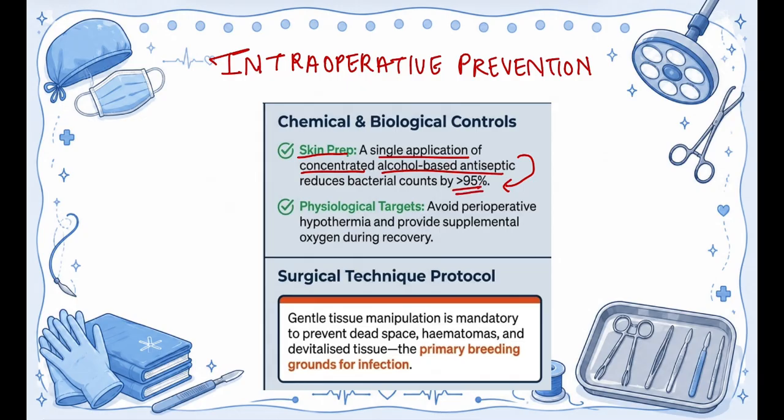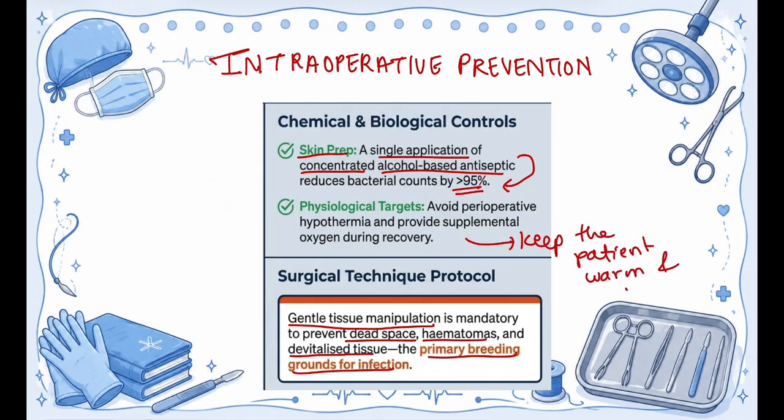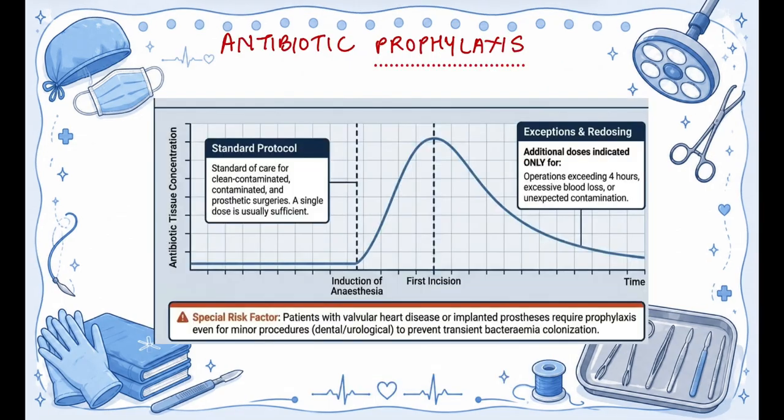Once the procedure begins, surgeons employ incredibly gentle tissue manipulation. They deliberately avoid creating empty dead spaces in the tissue. They carefully remove any devitalized or dead tissue, and they prevent blood clots, known as hematomas. These physical errors are basically prime real estate for infections to breed. We also keep the patient warm to avoid hypothermia and provide extra oxygen during their recovery.